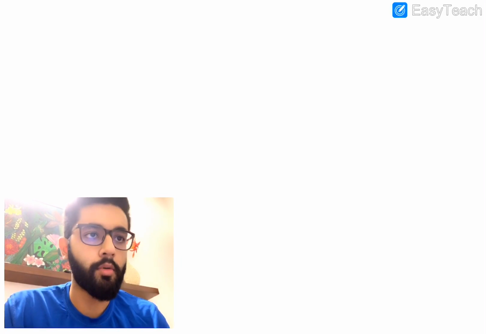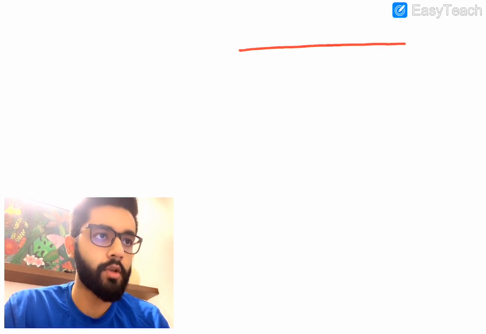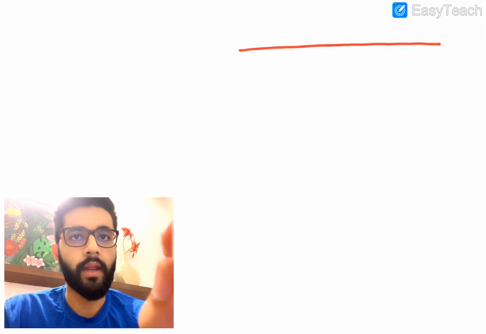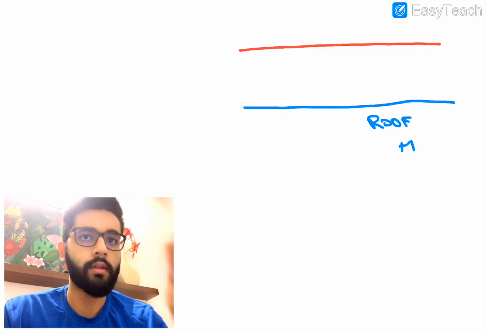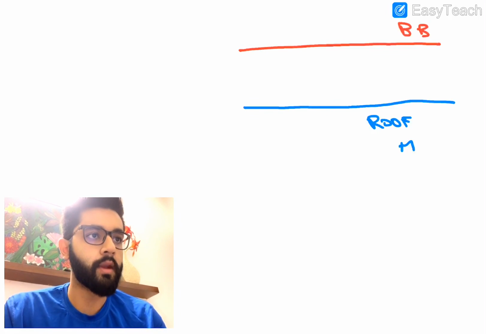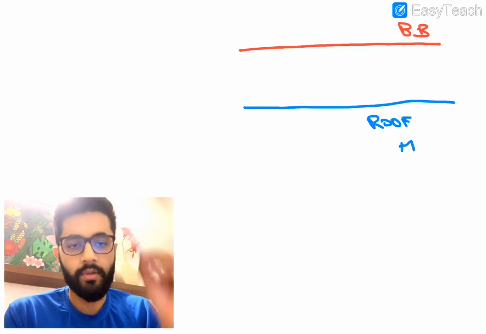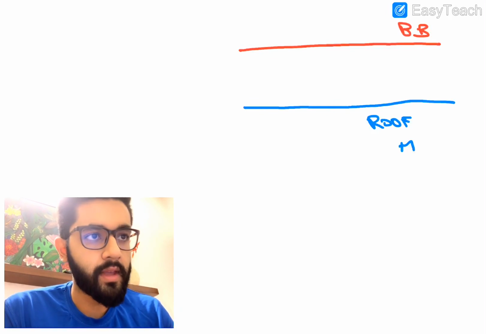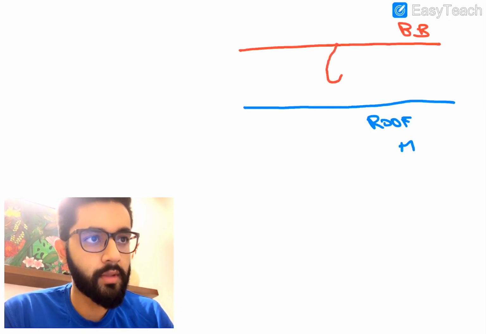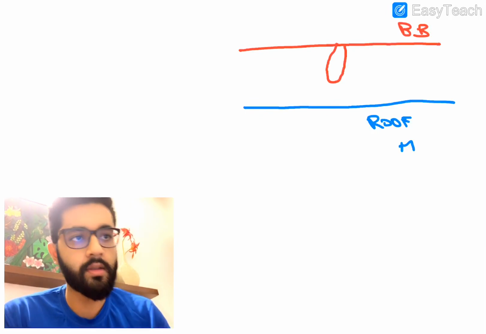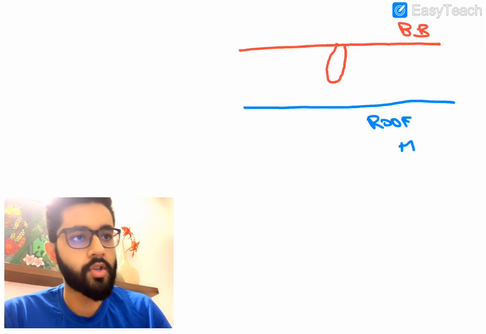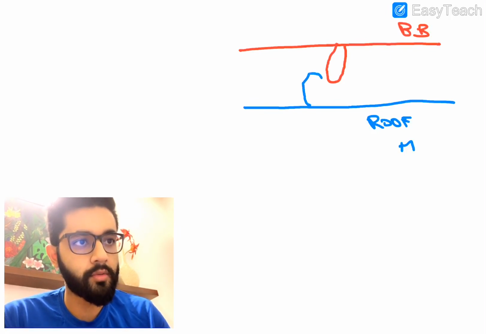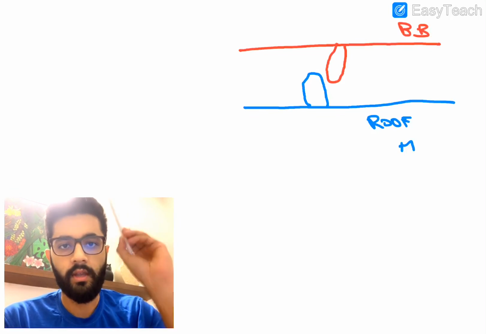So let's draw both the structures. On top you have the base of the brain, and below here in blue you have the roof of the mouth. The red is the base of the brain. What essentially happens during embryological development is that a projection comes down from the base of the brain, and this projection forms the posterior pituitary. There is also a projection which goes up from the roof of the mouth, and this projection forms the anterior pituitary.